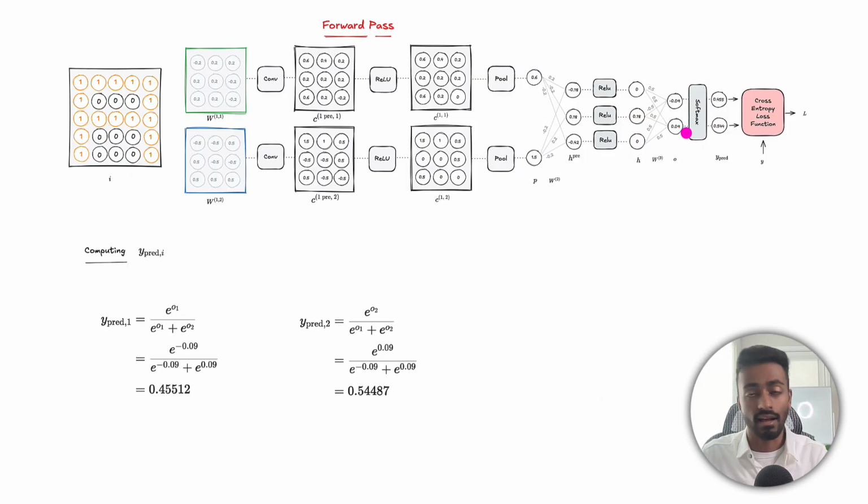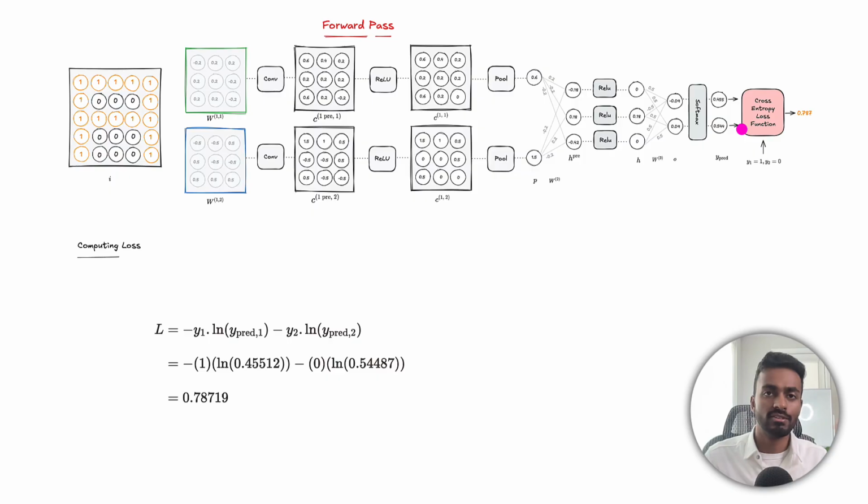Next, we compute a softmax activation. So this involves taking e to the power of this first output divided by e to the power of this first output plus e to the power of the second output. Doing the math, you're going to get 0.45512. That's exactly what we see here. Similarly, for computing this second neuron, it's going to be e to the power of this neuron divided by the sum of e to the power of these neurons together, which gives you 0.544, which is exactly what you see here.